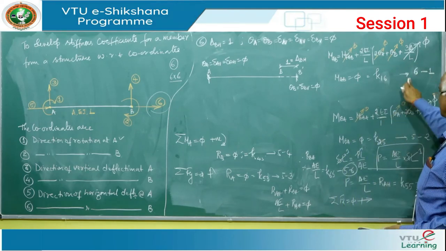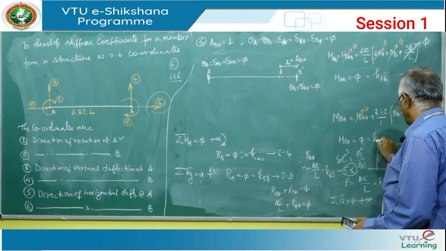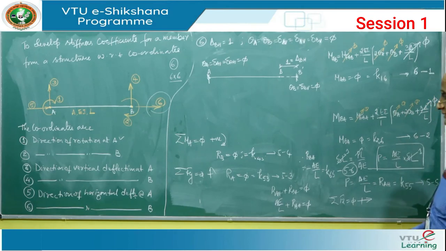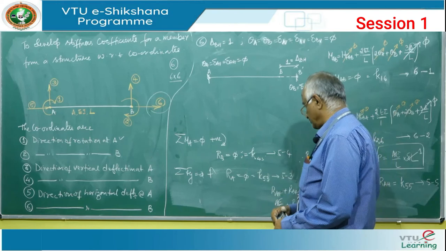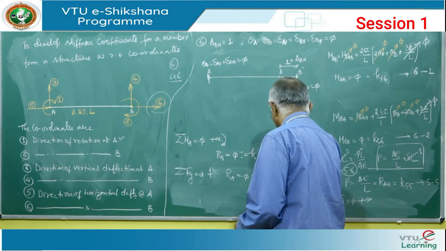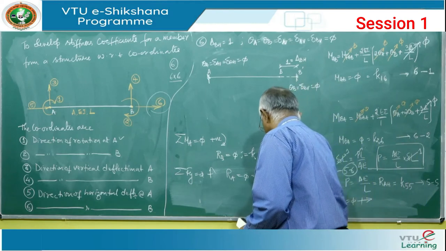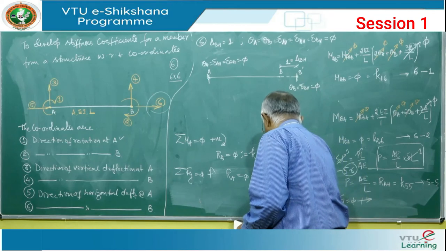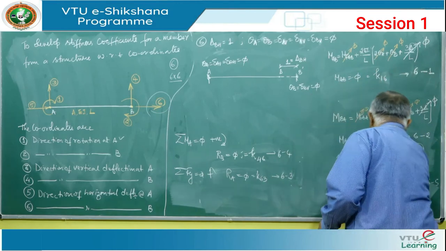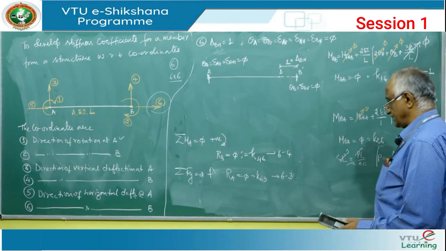So it is K16 equal to 0, it is equation 61. Similarly, M_B and K26 are 0, that is your equation 62. And the same condition for reactions R_B and R_A, both are 0. So this is K46, K64 is 0, K63 is 0.